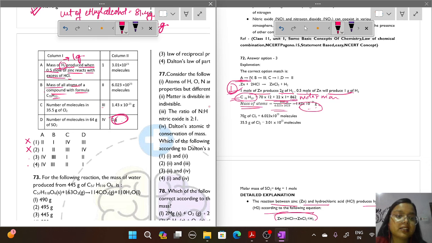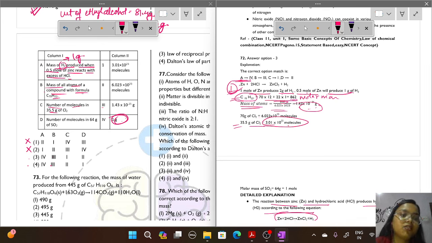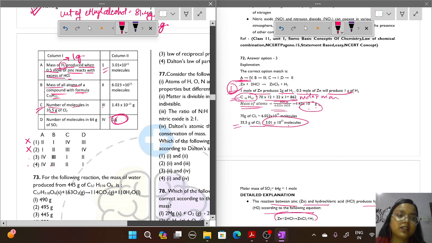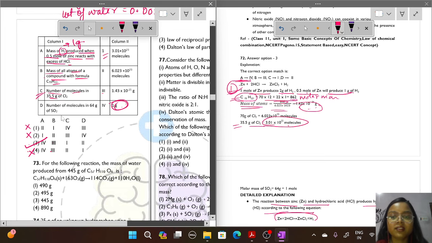So 3 is in both. Next is the number of molecules in 35.5 gram of Cl2. So 35.5 gram of Cl2 will have 3.01 into 10 to the power 23. So option number C will have option 1 as the correct option. So option 3 is the correct option and option 4 is the incorrect option.